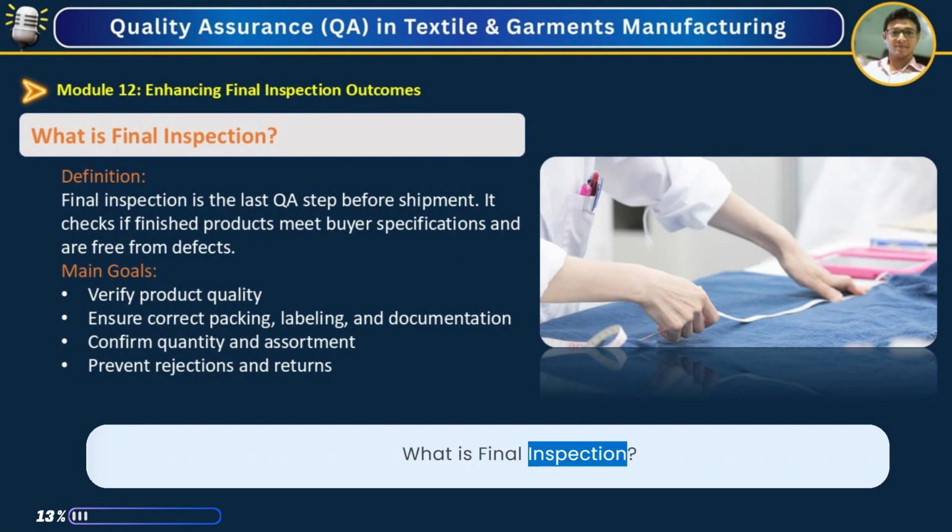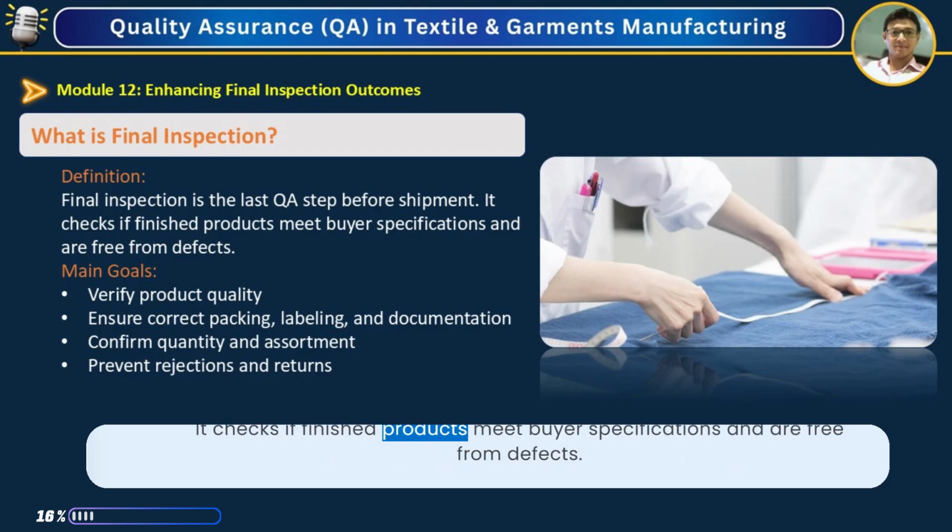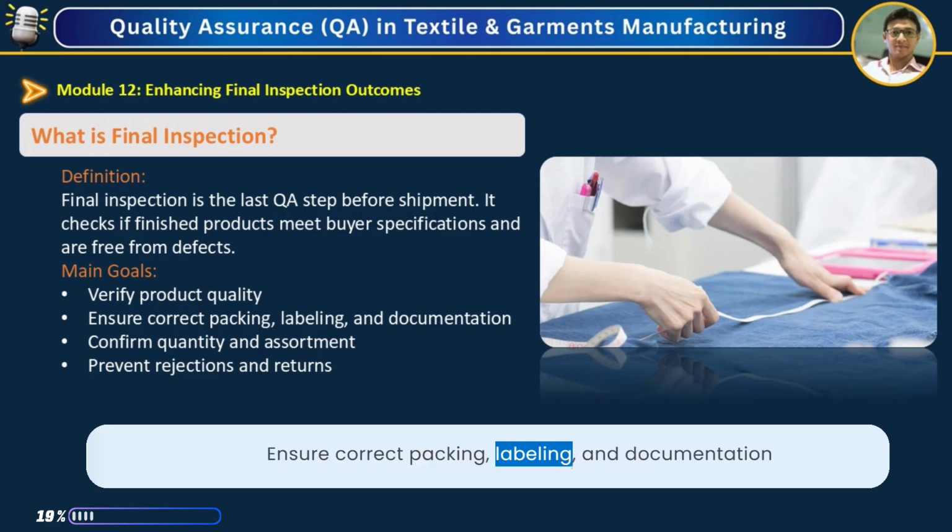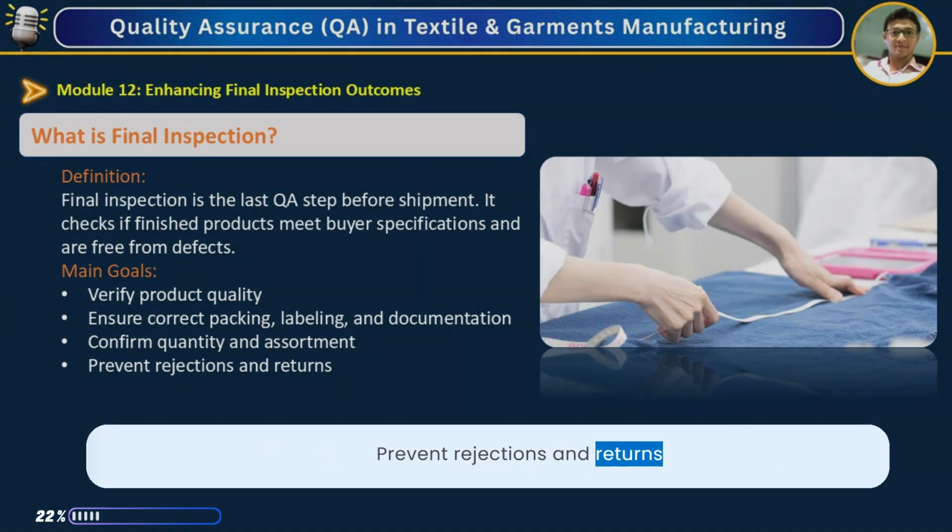What is final inspection? Definition: final inspection is the last QA step before shipment. It checks if finished products meet buyer specifications and are free from defects. Main goals: verify product quality, ensure correct packing, labeling, and documentation, confirm quantity and assortment, prevent rejections and returns.